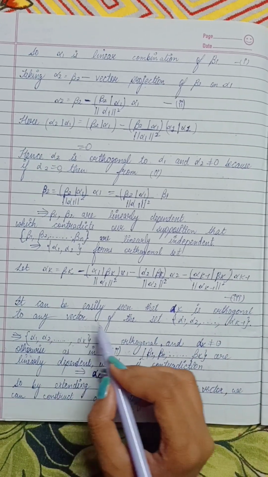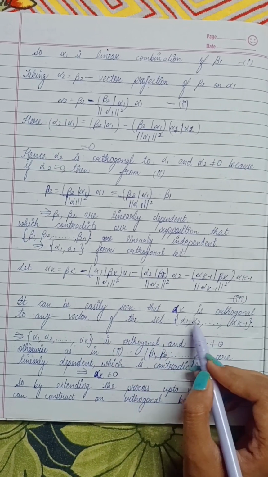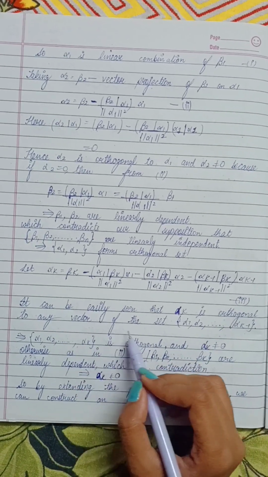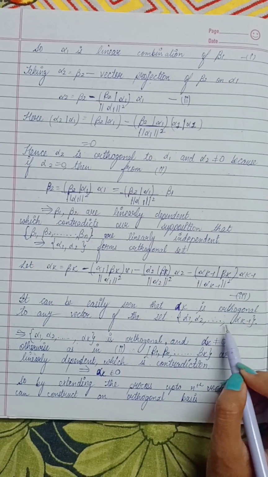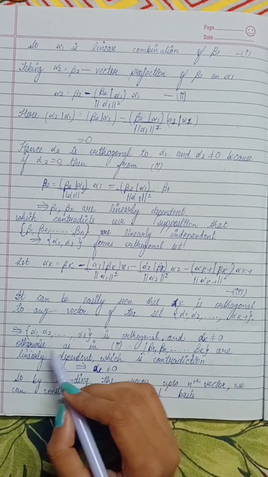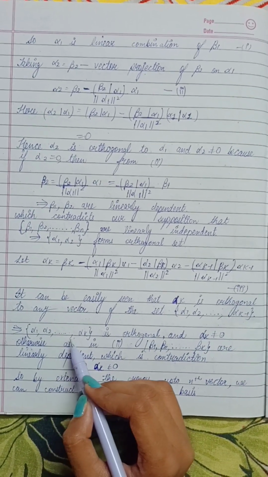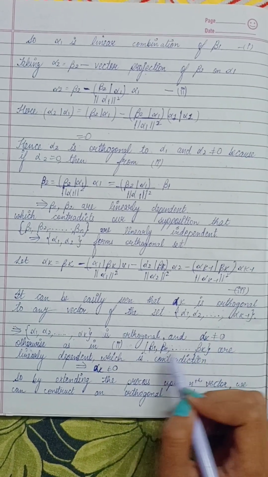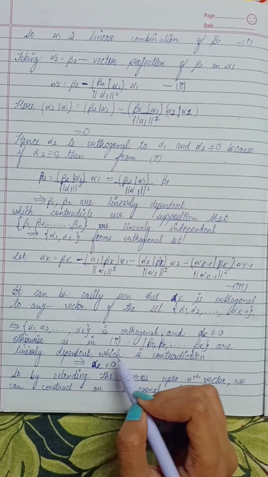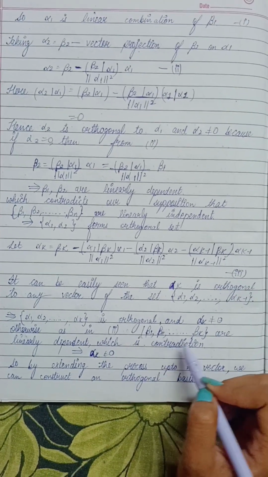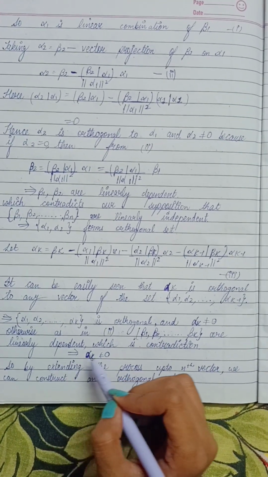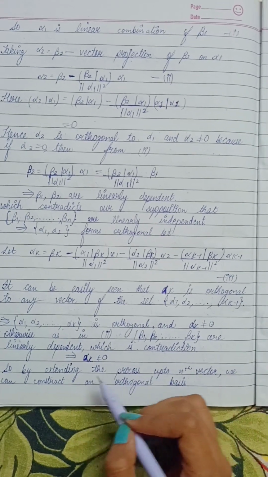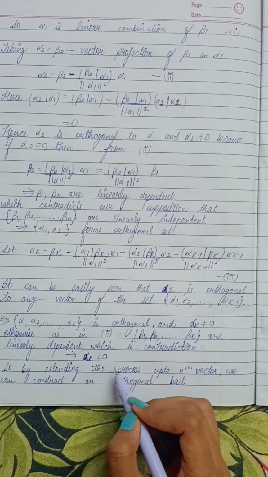Now it can easily be said that alpha k is orthogonal to any vector of the set alpha 1, alpha 2 up to alpha k minus 1, which implies alpha 1, alpha 2 up to alpha k is orthogonal, and alpha k is not equal to 0. Otherwise, as in equation number 2, beta 1, beta 2 up to beta k are linearly dependent, which is a contradiction. That is, alpha k is not equal to 0.